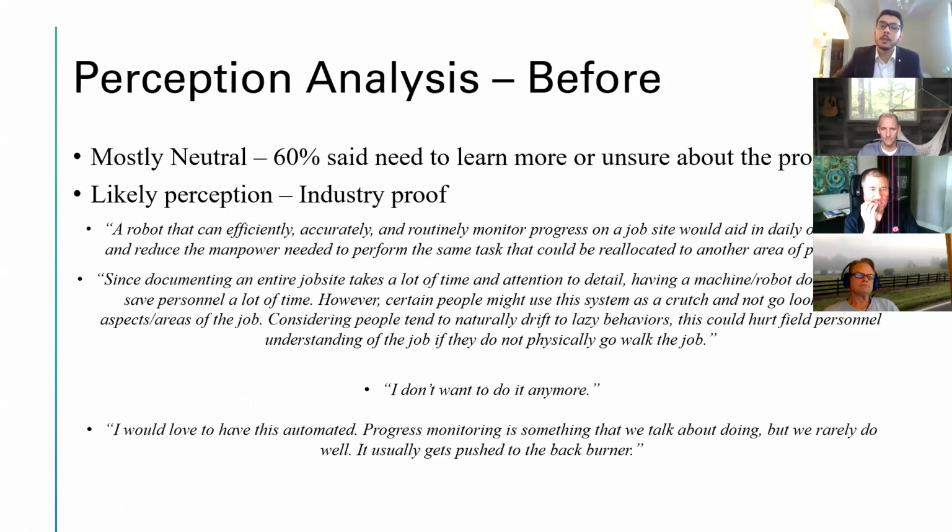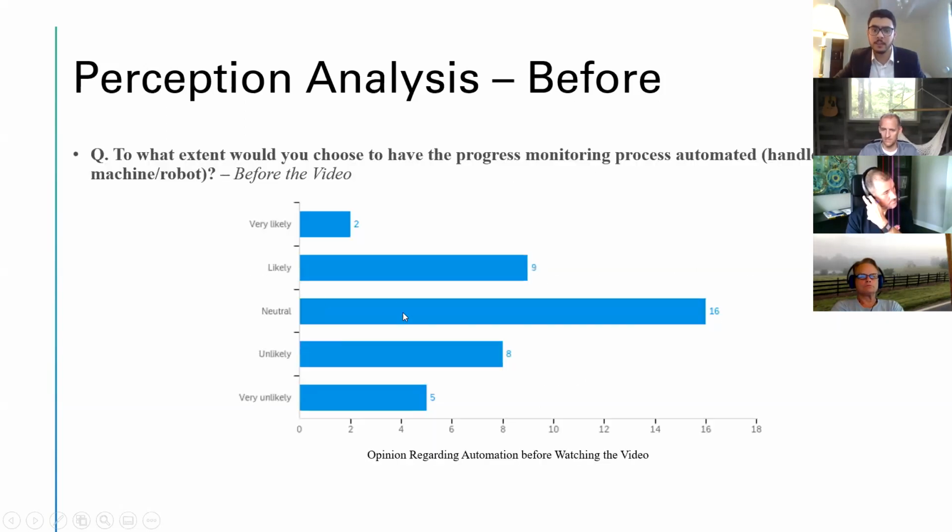When asked the neutral people why they said what they said, this is where we get into the qualitative analysis. Most of the neutral people, 60% of them, said that they need to learn more or they're unsure about the process, which is understandable, as they were the biggest chunk. These people said we need more information about this process.